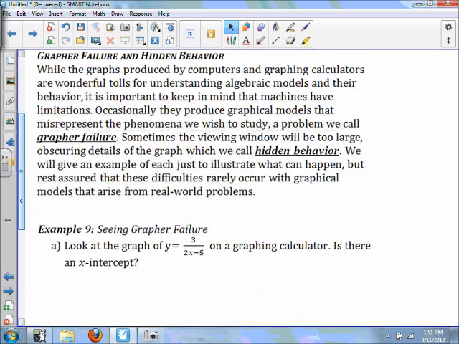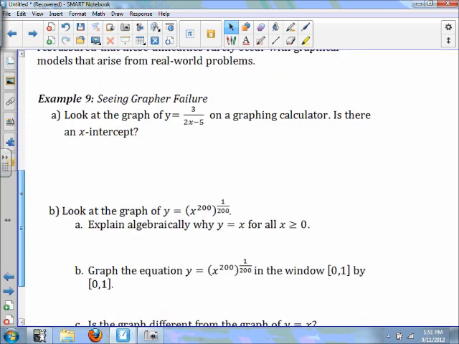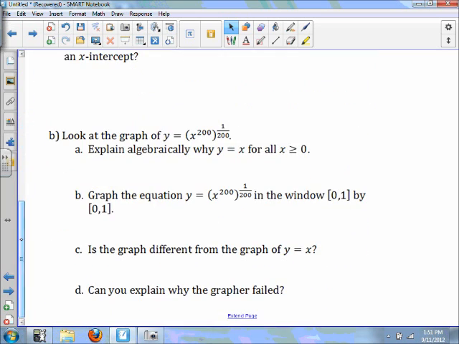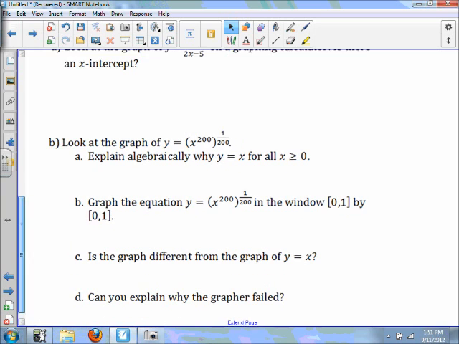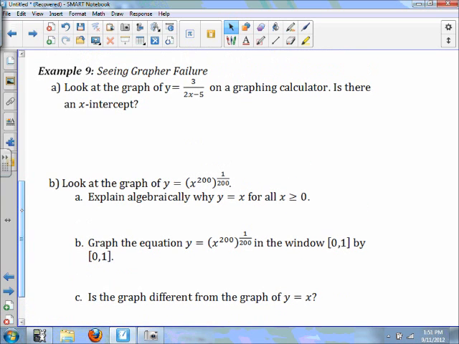Now, next one we're going to talk about is grapher failure and hidden behavior. Now with your calculators, you won't see too much grapher failure. That is generally on the TI-83 pluses. You won't see it on the TI-84 pluses, which is exactly what you all have at this time. So we're going to actually skip example 9.